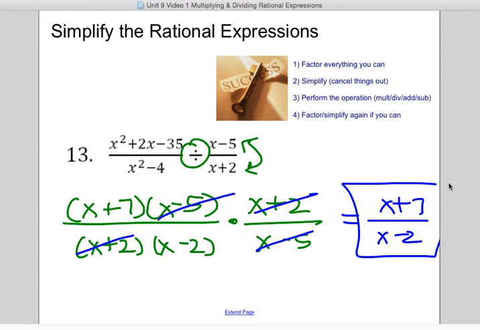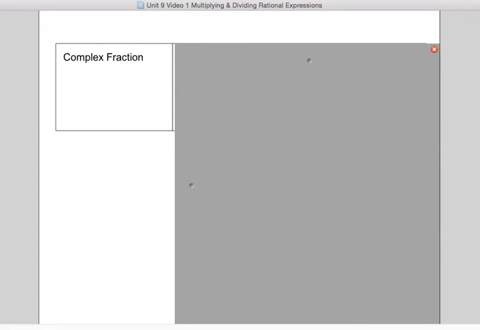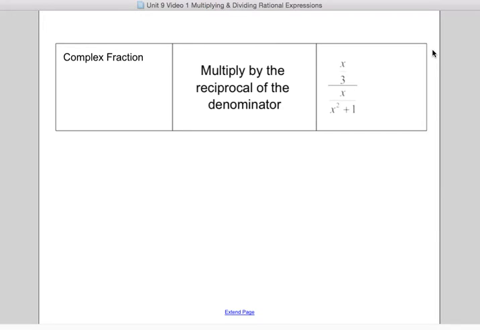Okay, we only have one more type of problem to do. That is that complex fraction that I talked about. Okay, a complex fraction is a fraction inside of a fraction. Okay, so multiply by the reciprocal of the denominator. So the way you handle this is you just leave the numerator the same and you multiply by the reciprocal of this. So it's x over 3 times reciprocal x squared plus 1 over x.